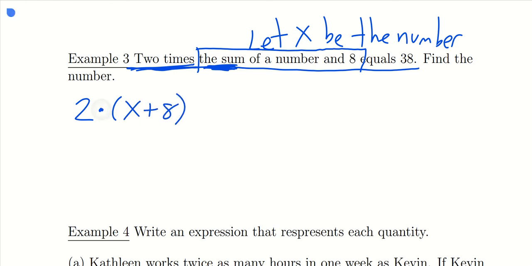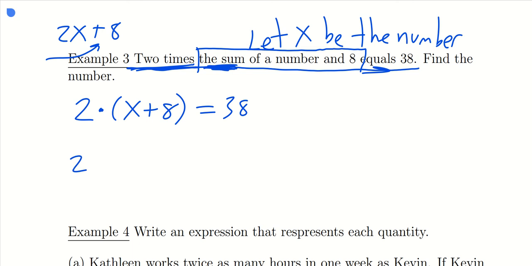And it's very important. We have to have this parenthesis here. If you didn't have the parenthesis, if you wrote it like this, which is a common mistake that students will make, this would be the sum of twice the number and 8. But what we have twice of is the sum. So we have to do x plus 8 and then multiply it by 2. So we have to have this parentheses. And then obviously this part equals 38 is just simply this. So we translate it. This is the equation that we get.